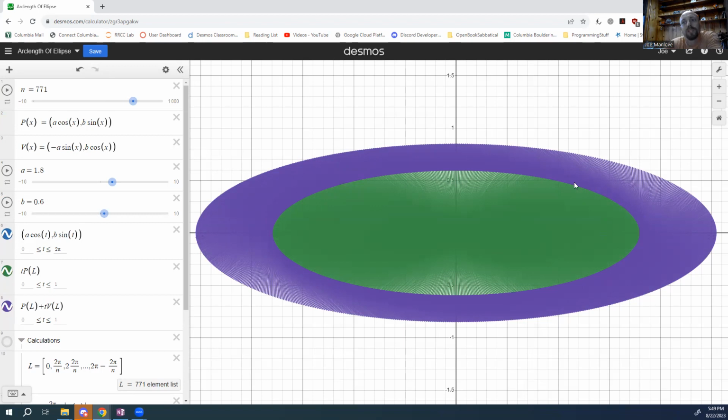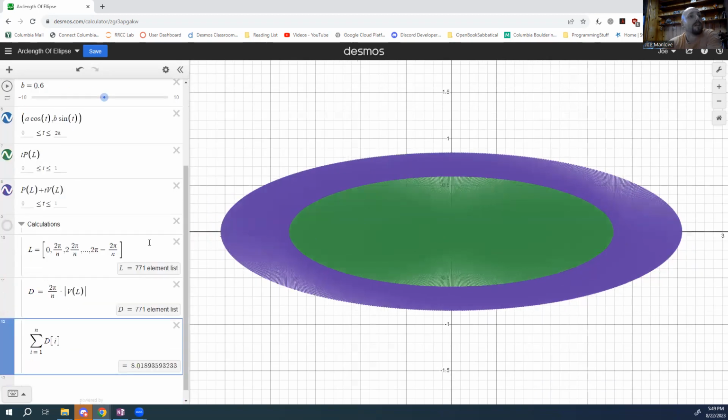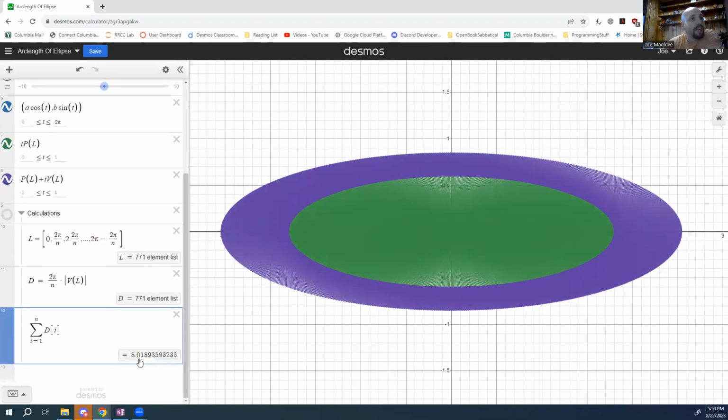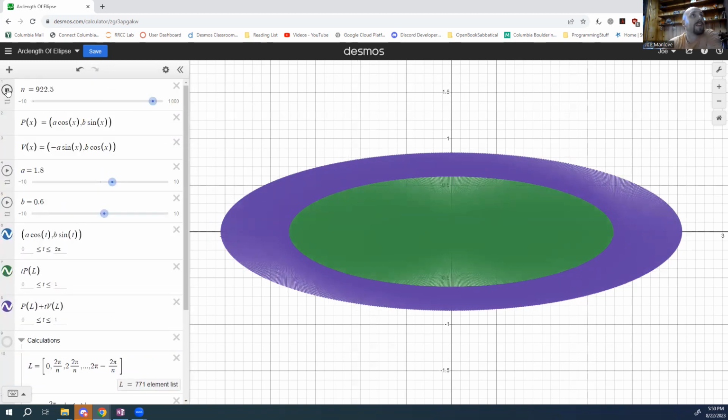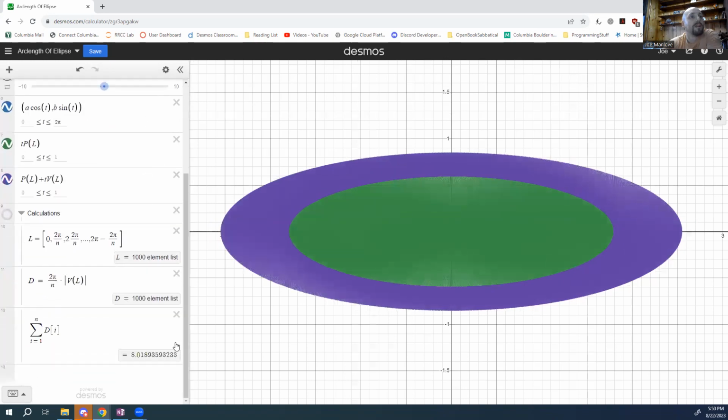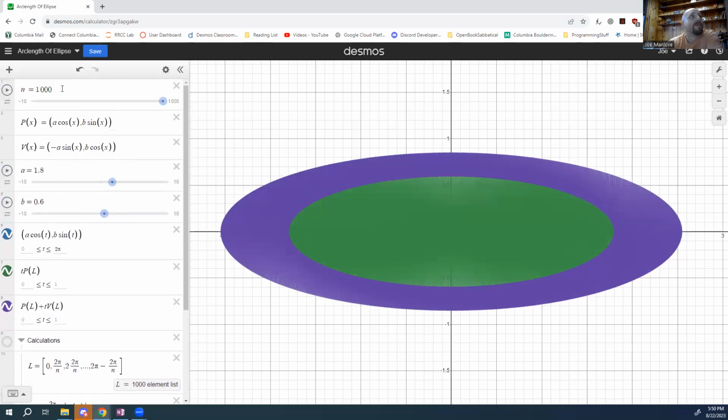And in each one of those little times, it's like I'm constantly glancing down at the speedometer. And here I got 8.0189. Cool. So we can tell that as we crank this thing up, let's crank it all the way to 1,000. These first few numbers aren't changing anymore. I think that means we're pretty sure of them.